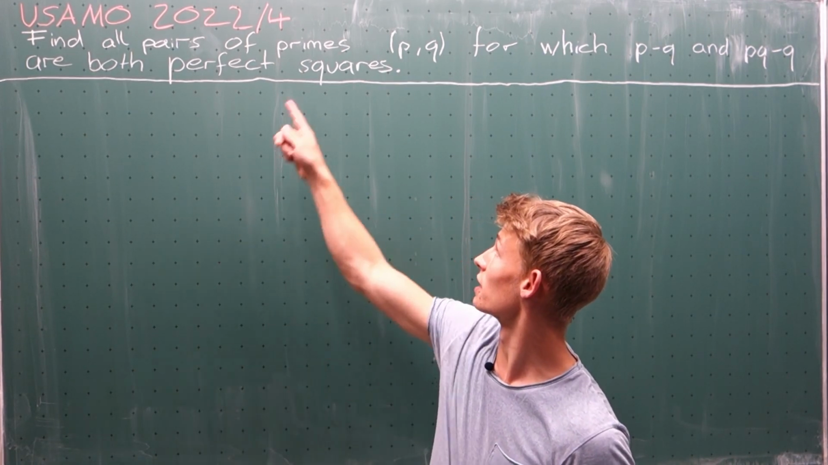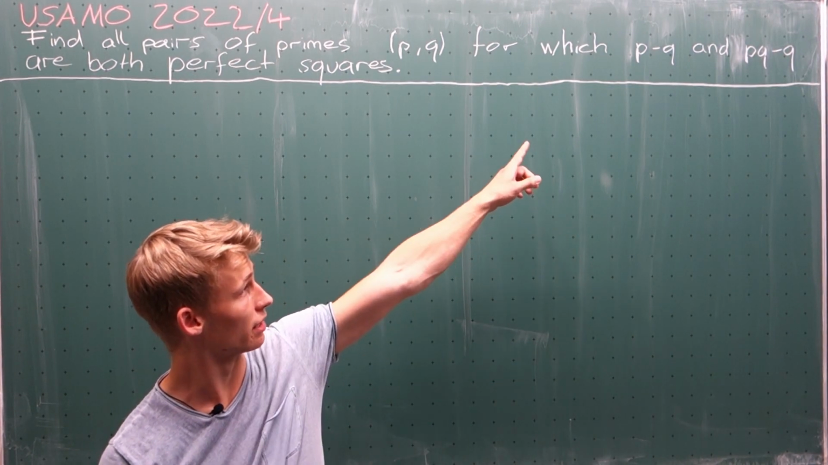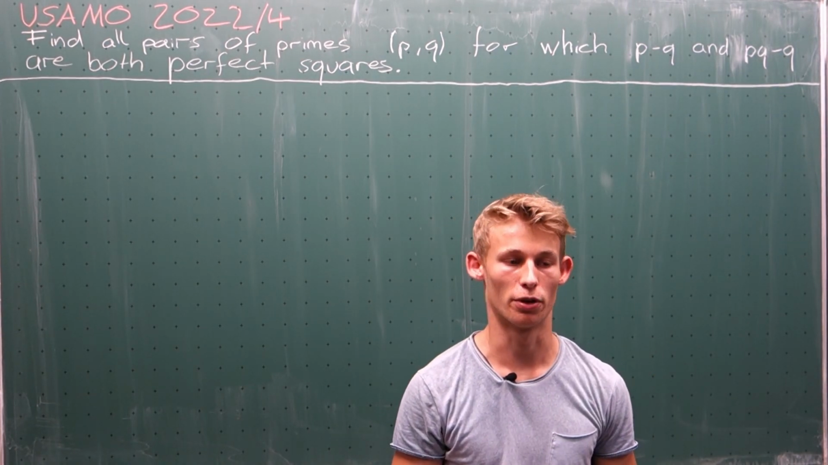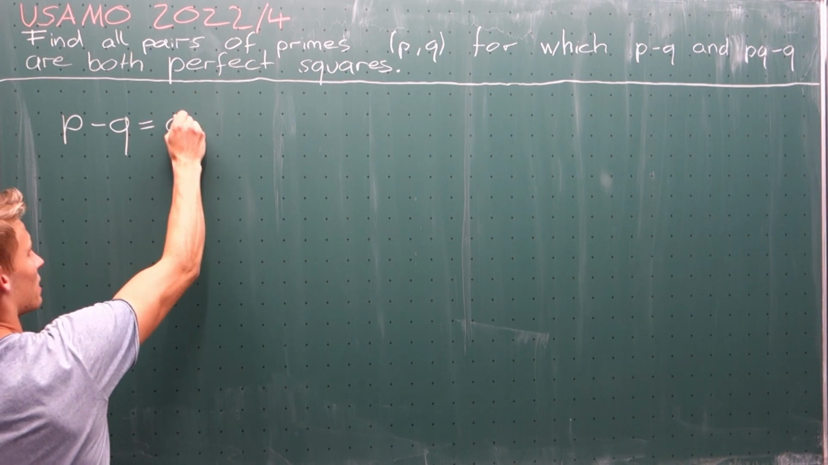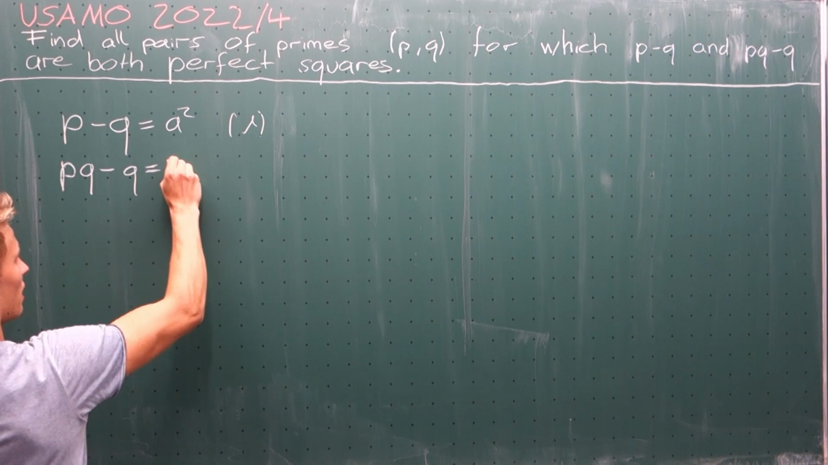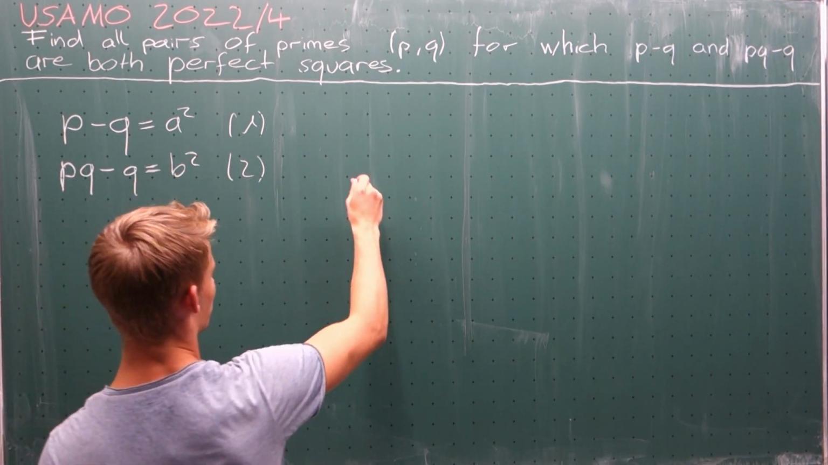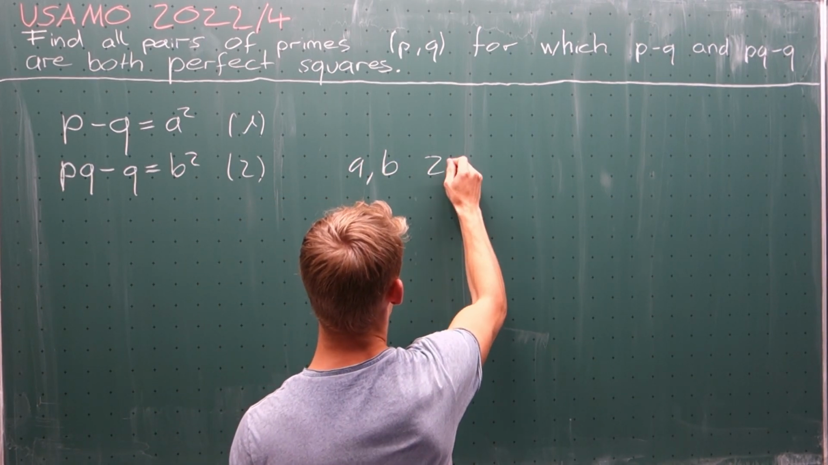We should find all pairs of primes, p and q, such that p minus q and pq minus q are both perfect squares. So we can write p minus q is equal to a squared and pq minus q is equal to b squared. And here, a and b are both integers.